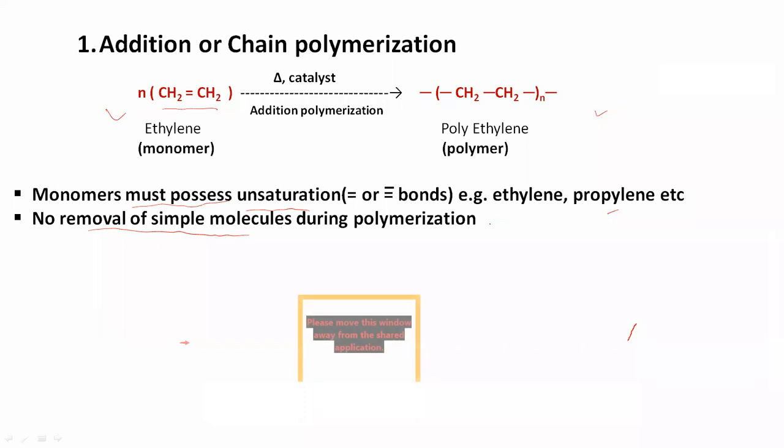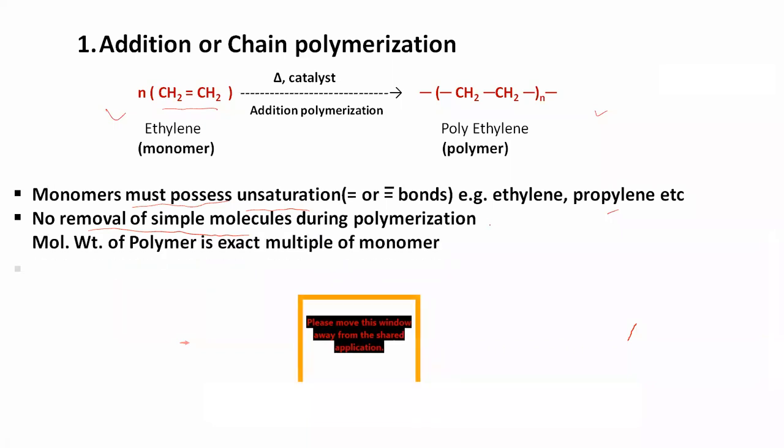Based on the second point, we can make a third point. That third point is a comment on the molecular weight of the polymer. If you look at the reaction, there is no removal of simple molecules. So no removal of simple molecules means the molecular weight of the polymer, in this case polyethylene, is an exact multiple of the monomer, meaning n multiple of the monomer. So the molecular weight of this polymer is n multiple of ethylene. That's all, because there is no removal of simple molecules.